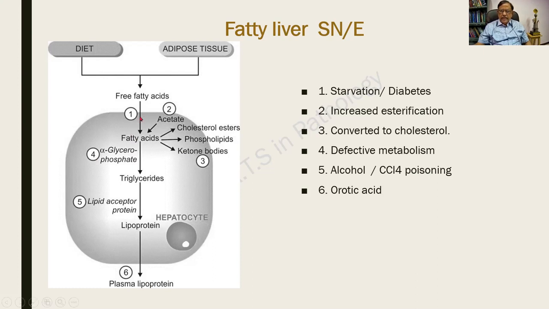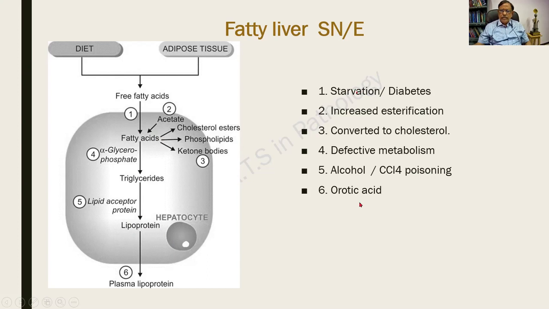Meaning, at any stage when there is an obstruction, you find that the previous component will get accumulated. Free fatty acid, if it is not converted to fatty acid, then it remains so. Similarly, the fatty acid, if it is not converted to triglyceride, due to the deficiency of alpha glycerophosphate, gets accumulated. And so also the lipoprotein.